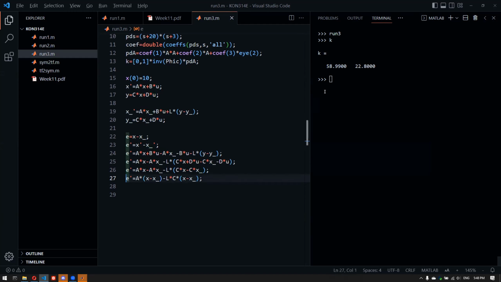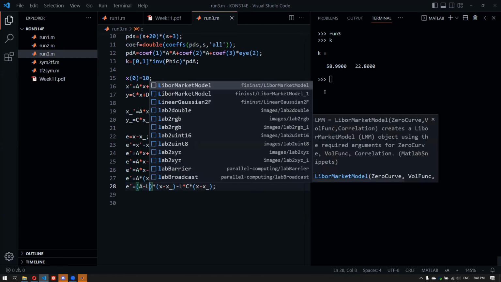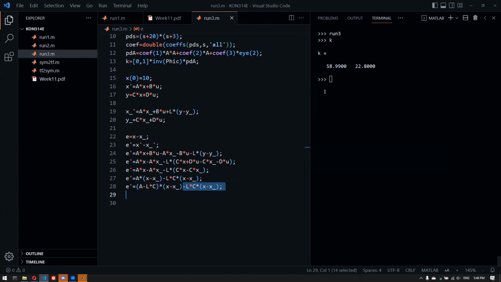And we still can combine stuff here. So a minus LC is basically this term here. Now we know what x minus x underscore is because we started with that, and we defined it as the error here. So we are going to substitute that. Now we have an autonomous system. That is the beauty of the observer, and this observer is called the Luenberger observer.